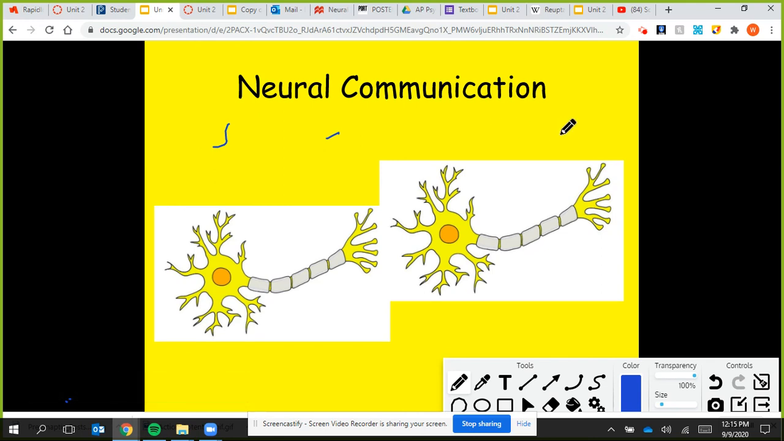What we're talking about today is neural communication. So we talked last time about the structure of a neuron. Go ahead and get out those two neurons that I had you draw last time, because I'm going to want you to use that. You can draw some stuff on there. We talked about the structure. Now we have to talk about how they communicate with each other.